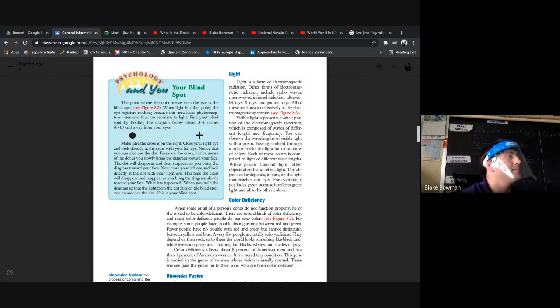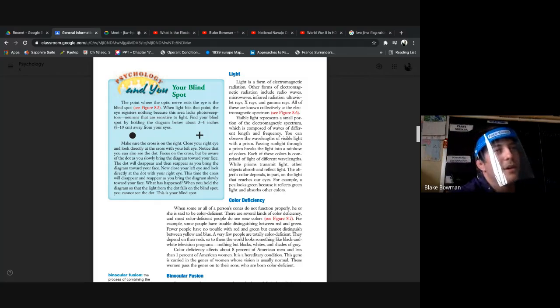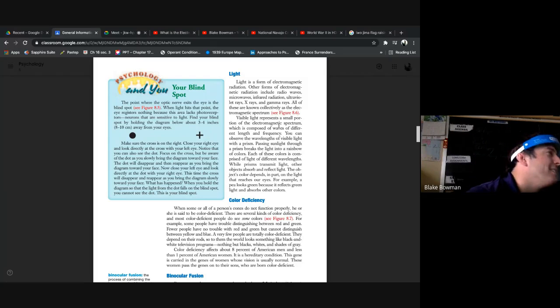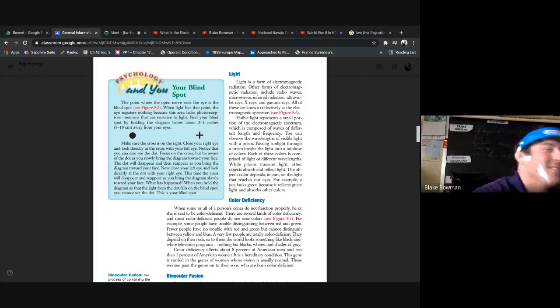You guys good? You done? All right. Okay, so let's try this real quick since we just got done talking about the blind spot. Figure 8.5, your blind spot, it's called, on page 216. I would do it on the computer, but it'll look weird for everybody that's watching it. Getting closer and closer to the camera.